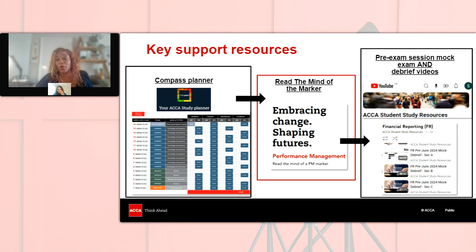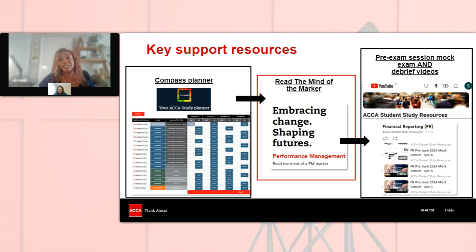So once you've got all these insights, you're going to have to practice applying them, and that is something that we're going to come on to in just a second. So remember, these Read the Mind of the Marker articles are really going to help to improve your performance. It's going to help you to think like a marker, and if you're able to think like a marker, you're going to produce clear, concise, and well-structured responses.